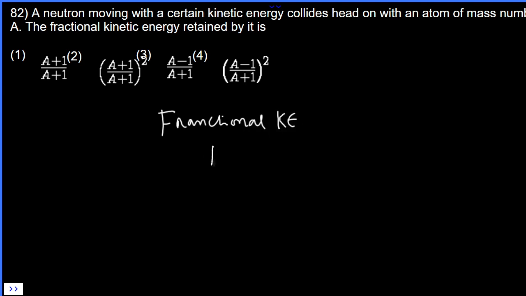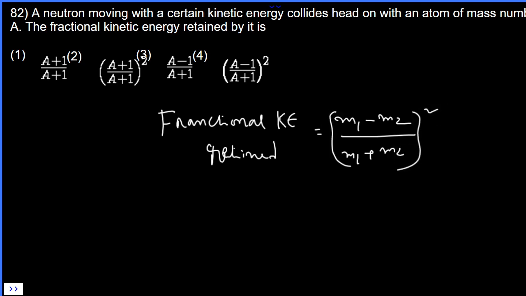Retained means after the collision, after giving to the first body, what is left with it. Retained by it is equal to (m1 minus m2) by (m1 plus m2) whole square, which is equal to (A minus 1) by (A plus 1) whole square. That is, mass number is A for the atom and 1 for the neutron. So option number 4 is the correct one.